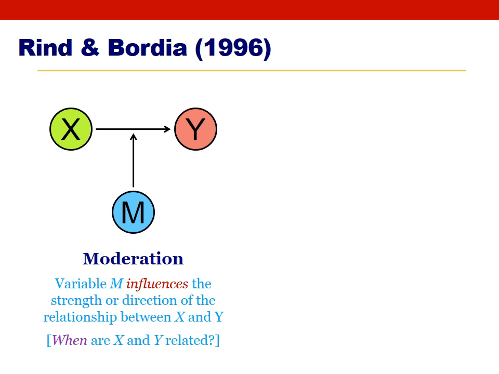So m is kind of like a light switch or a dimmer switch. It tells us how strong the relationship between x and y is, or whether that relationship exists at all. It's kind of like imposing a caveat on that relationship and saying it sometimes exists and sometimes doesn't. Or it sometimes looks like this, but it sometimes looks like that. That's what we mean when we say we found an interaction.